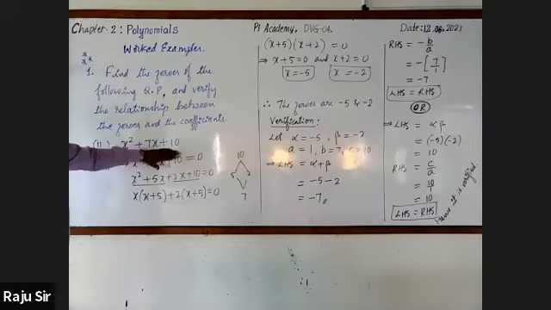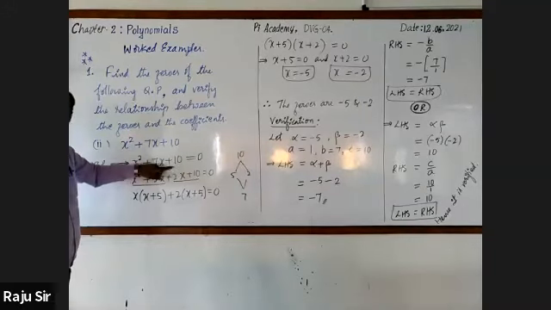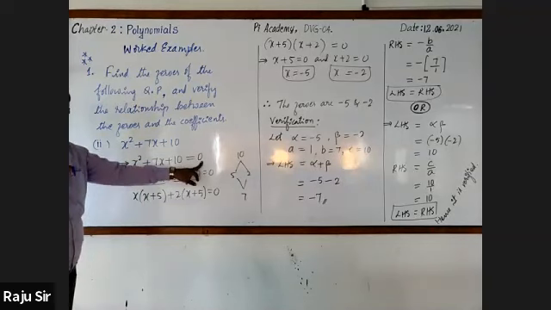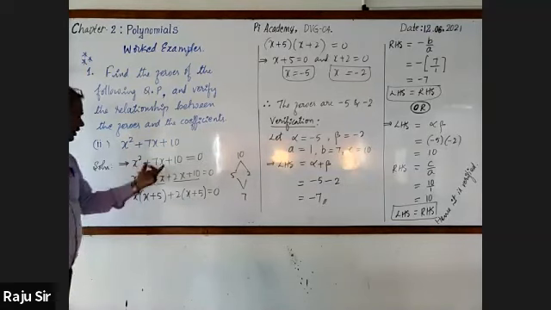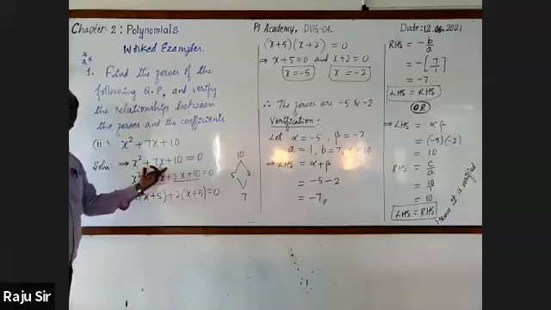This is the given polynomial. First, it should be written in the standard form. Then it should be equated to 0. Factorize this by splitting the middle term.